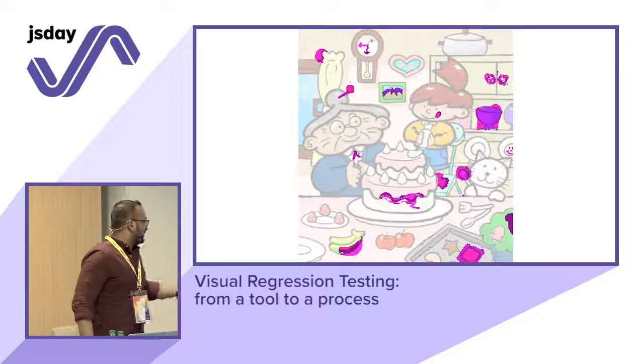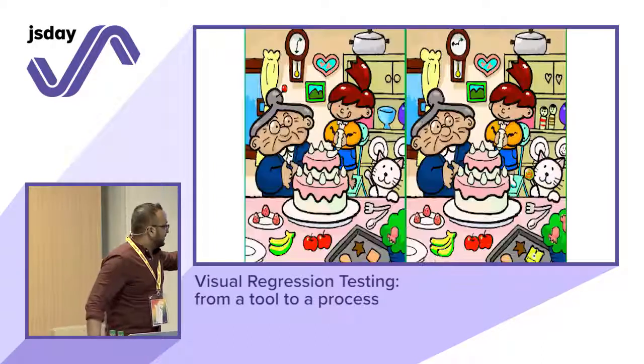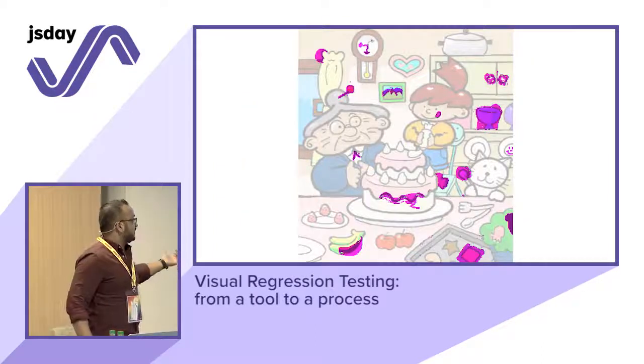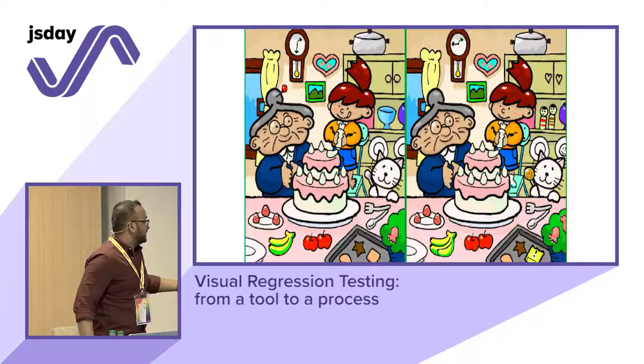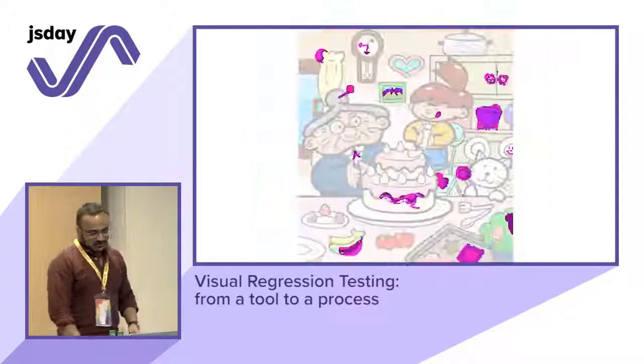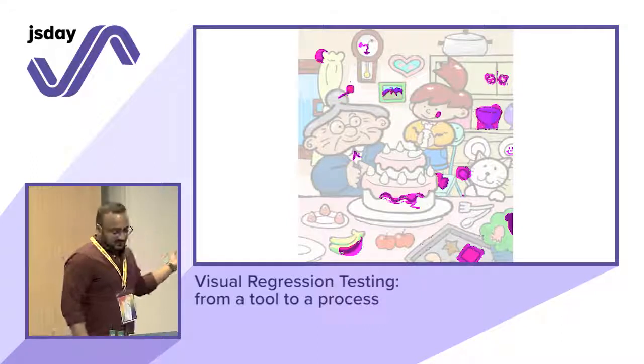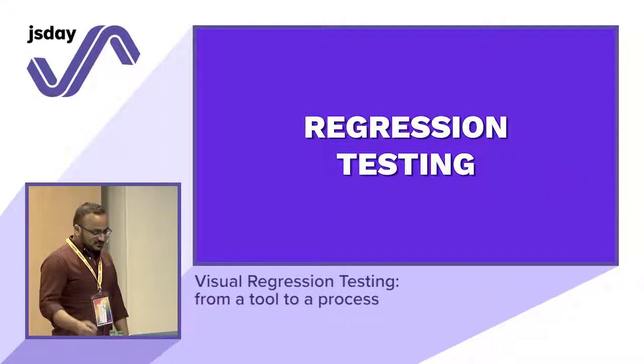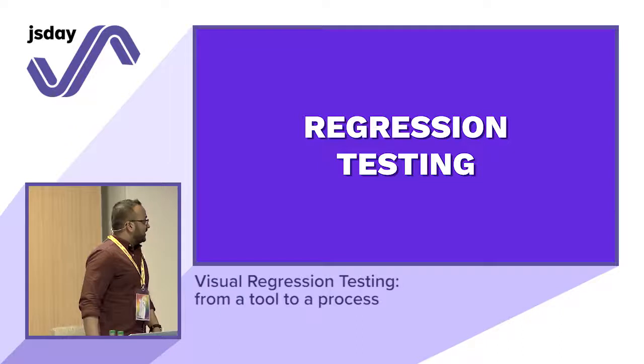So I'll just go back and forth a bit. So you can see there's an extra banana. The cookies on the table are a bit different. The cake looks different. The cat has something else in the hand. So you get what I mean. So that's visually. Visually, it's all about this. Now let's come to regression testing.